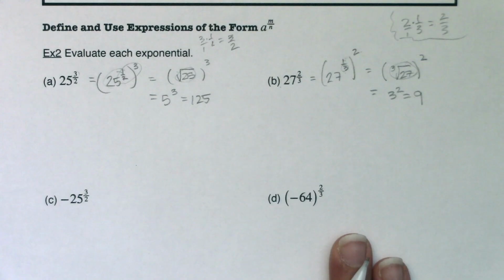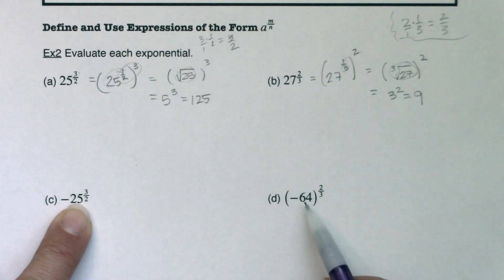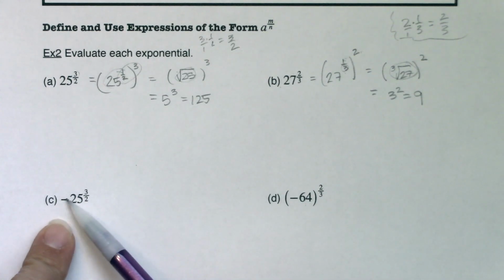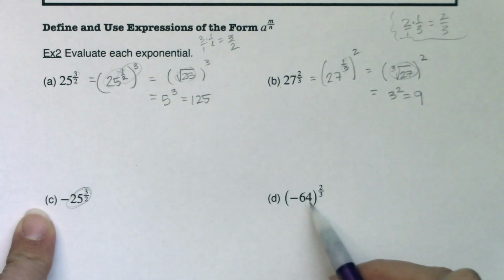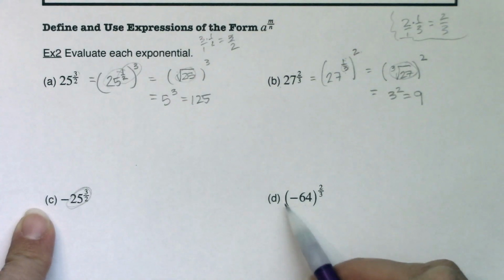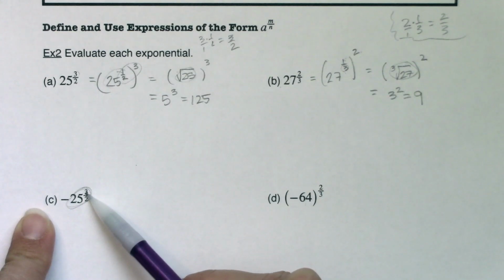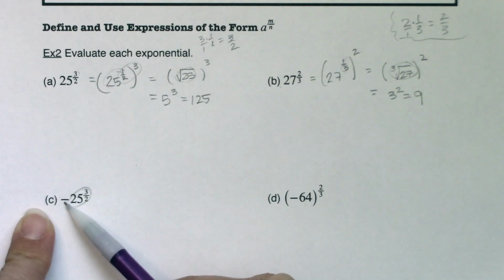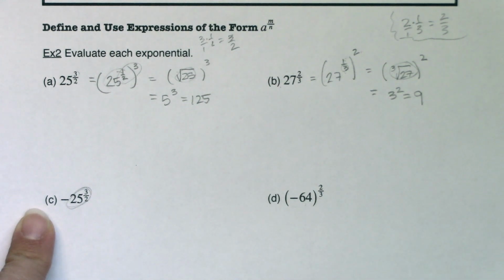All right, so let's take a look at negative 25 to the 3 halves, and compare that to D, negative 64 to the 2/3. Here the negative is not in parentheses, so I'm just going to do 25 to the 3 halves, versus in D I'm going to have to do all of negative 64 to the 2/3. So here just the 25 is getting raised to the 3 halves, and I multiply it by negative 1. Here the negative 64, the entire thing, is being raised to the 2/3.